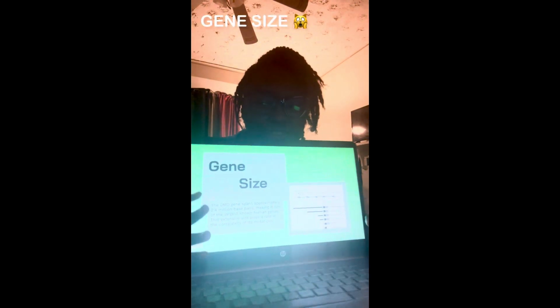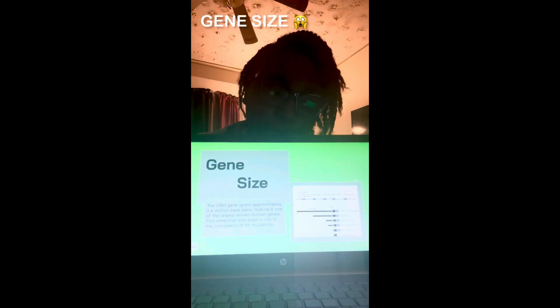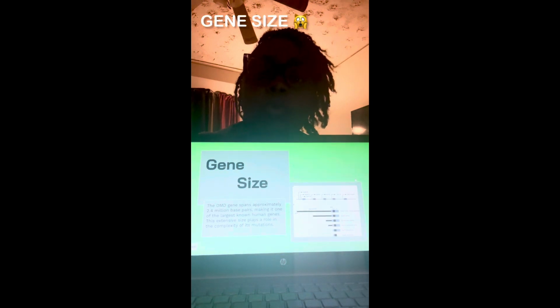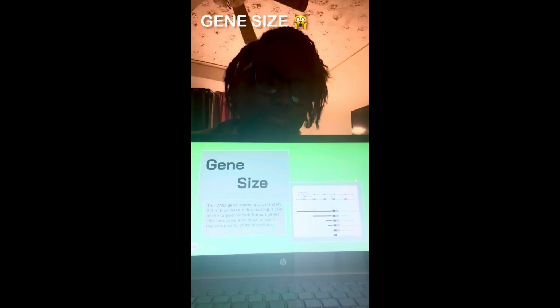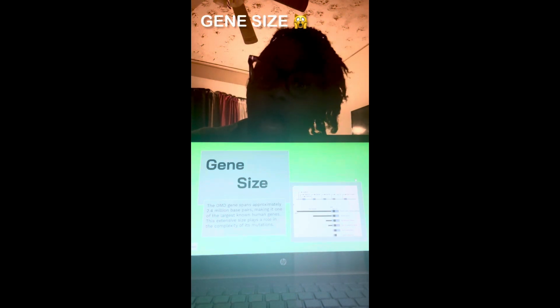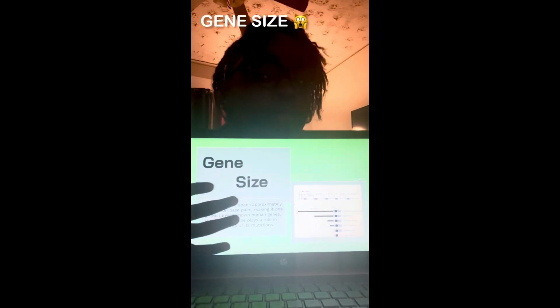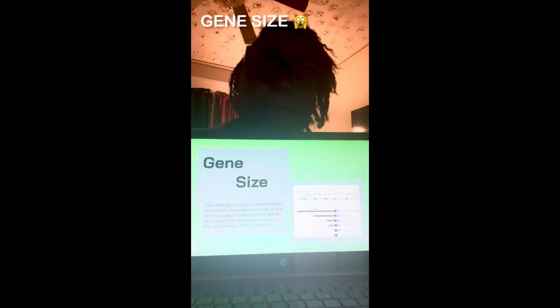Gene size. The DMD gene spans approximately 2.4 million base pairs, making it one of the largest known human genes. This extensive size plays a role in the complexity of its mutations. The gene size plays an important part, and remember, 2.4 million base pairs are approximate in DMD.